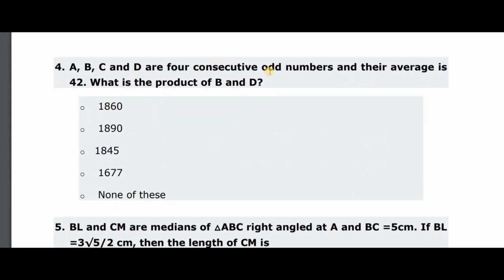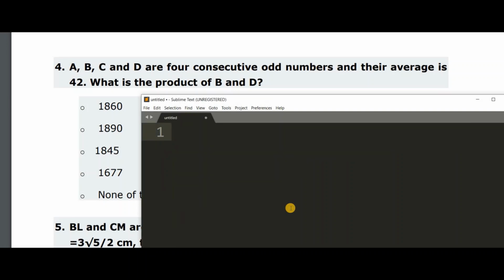A, B, C, D are 4 consecutive odd numbers and their average is 42. So they have given 4 odd numbers. Let's take the numbers as 2n plus 1, 2n plus 3, 2n plus 5 and 2n plus 7. So their average is 42. And we have to find the product of B and D, which is 2n plus 3 into 2n plus 7. So let's calculate the average, and we have to find the value of n. Then ultimately we can do the product of B and D.